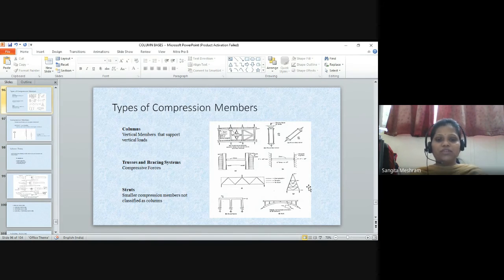Then there are different types of compression member. It may be columns, the vertical members that support the vertical load. Then trusses and bracing systems also consist of compressive forces. Then struts, smaller compression members which are not classified as columns. So these are some types of compression member. Just see the figure.